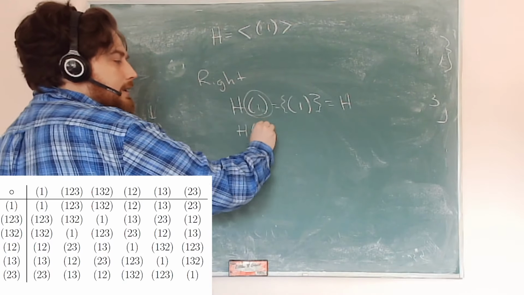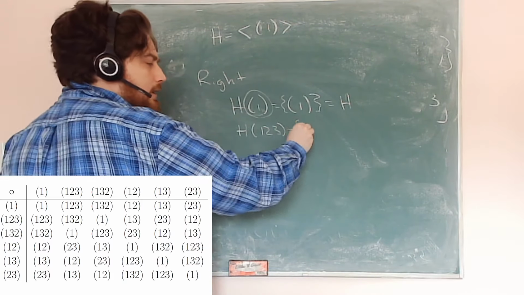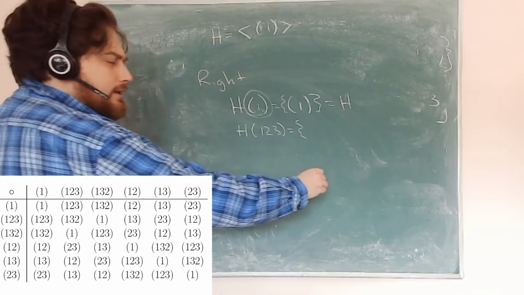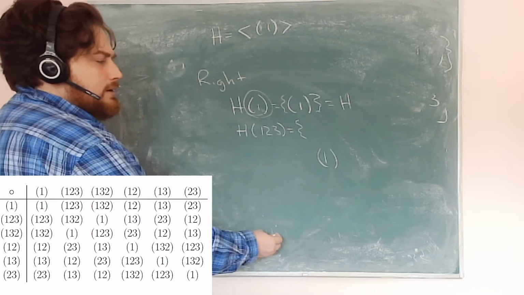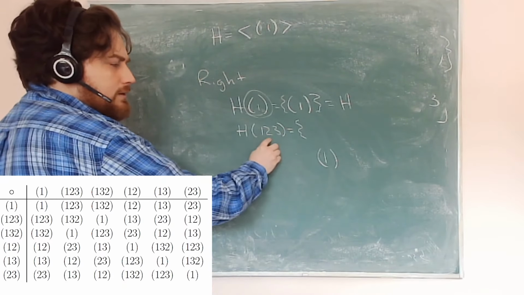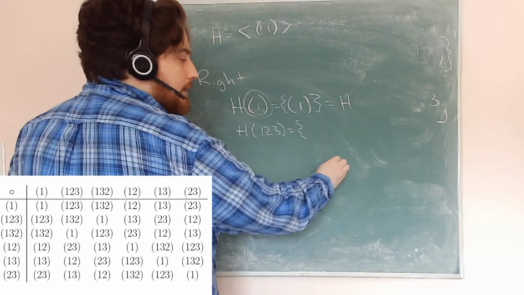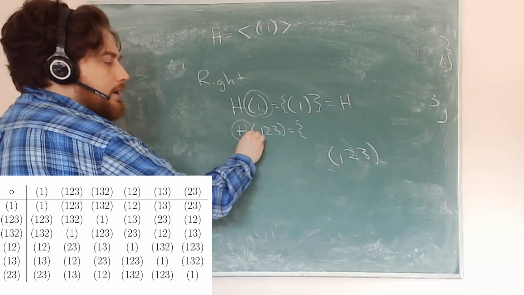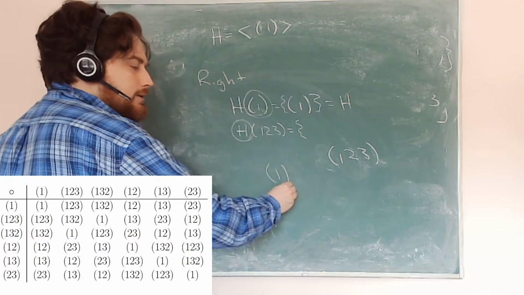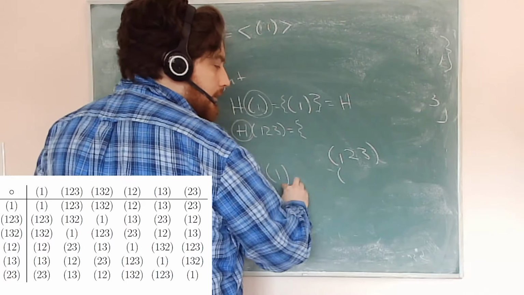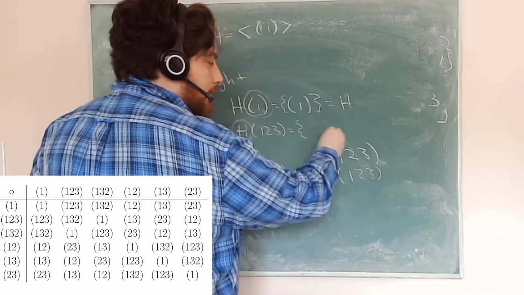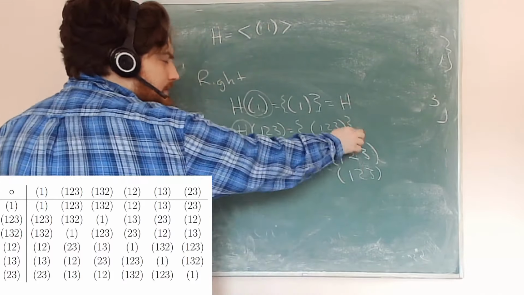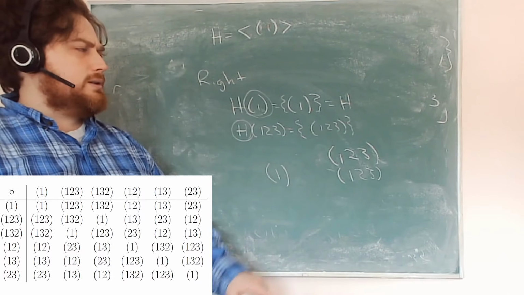Then I'm going to continue on and say H times (1 2 3). Well, in this case, (1 2 3) is on the right. So I'm going to look at the column that corresponds to (1 2 3). And on the left, I'm going to look at all the rows that correspond to H. So that's just 1. So I'm going to find 1 composed with (1 2 3) is (1 2 3). So this set is just (1 2 3). So H(1 2 3) is just the set (1 2 3).